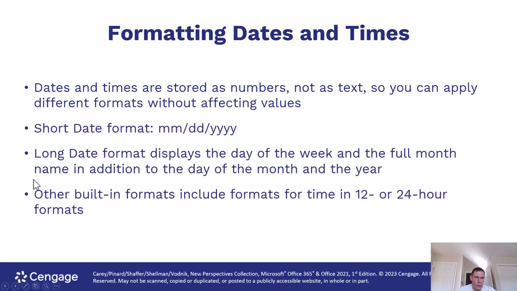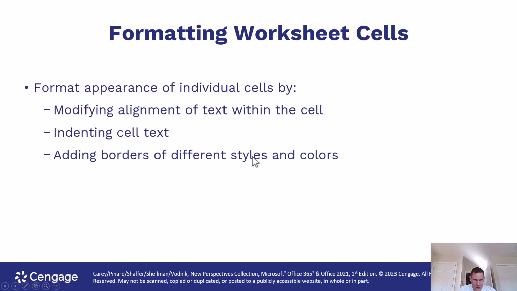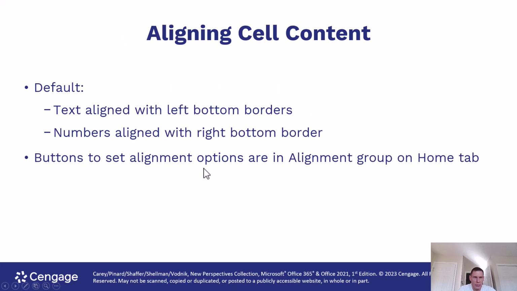We can format the appearance of individual cells by modifying the alignment of the text within the cell. You can also indent the cell text, sort of move it over a bit if you want. Also, adding borders of different styles and colors. And we'll see that in a second. By default, text is aligned with the left bottom border, and numbers are aligned with the right bottom border. The buttons to set alignment options are in the Alignment group, which of course is part of the Home tab.